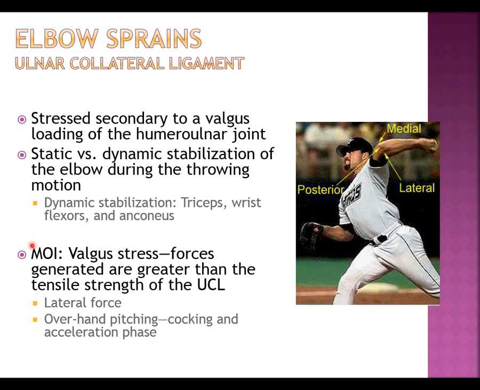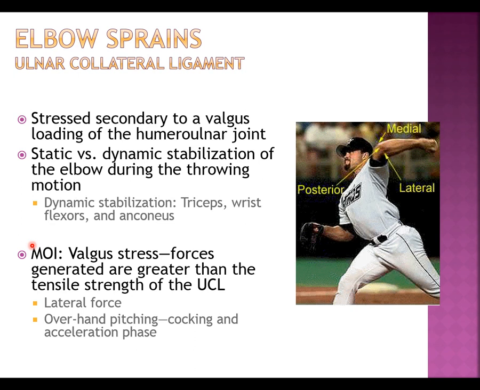We also have a couple other structures that are there to help dynamically stabilize. So remember the difference between static stabilization and dynamic stabilization. Your static stabilizers are going to be your ligaments and the bone makeup of the joint. Your dynamic stabilizers are going to be the muscles, because they're the ones that can actually contract and help. So at the medial side of the elbow, the triceps and the anconeus are going to help with medial stabilization, or dynamic stabilization, during this motion. And the wrist flexors do cross the medial side of the elbow, and they are also going to help with dynamic stabilization. But because of how they're positioned, they're not able to help as effectively as other dynamic stabilizers in the body.